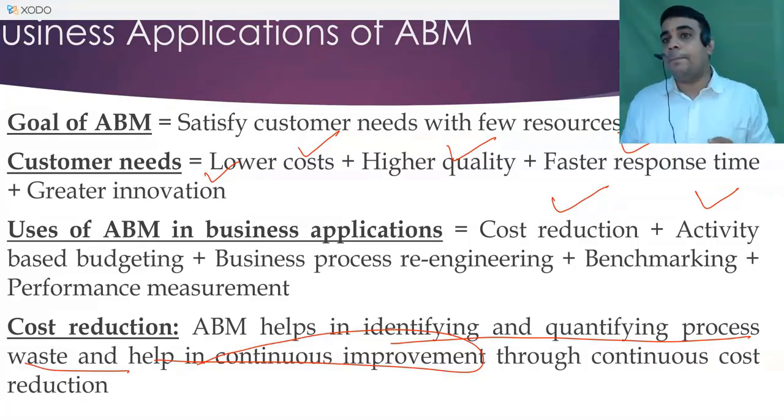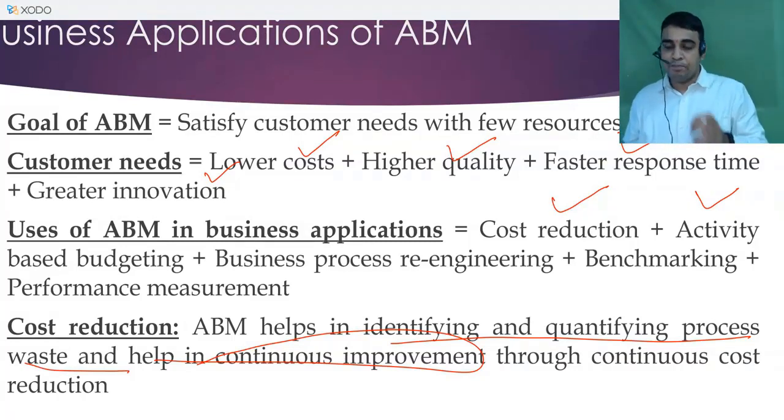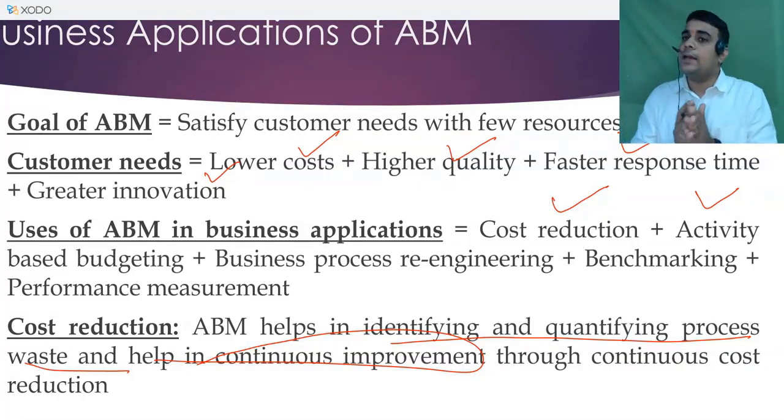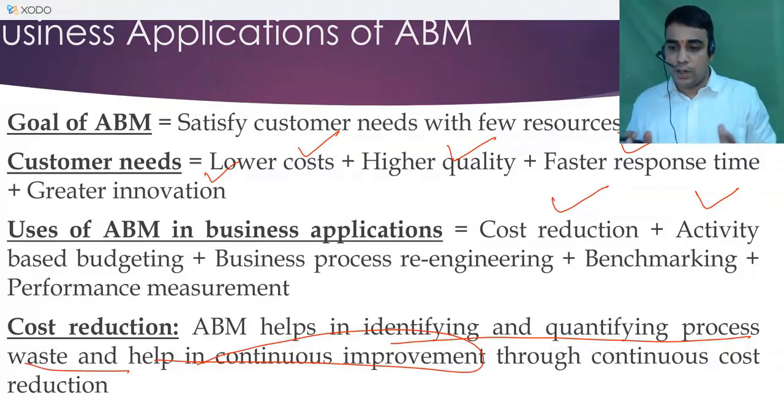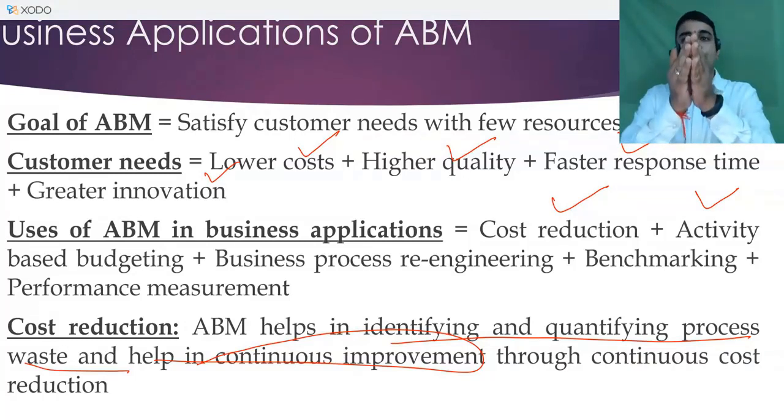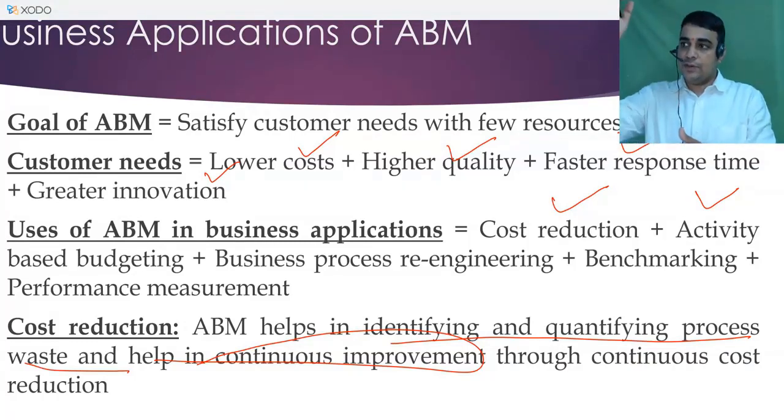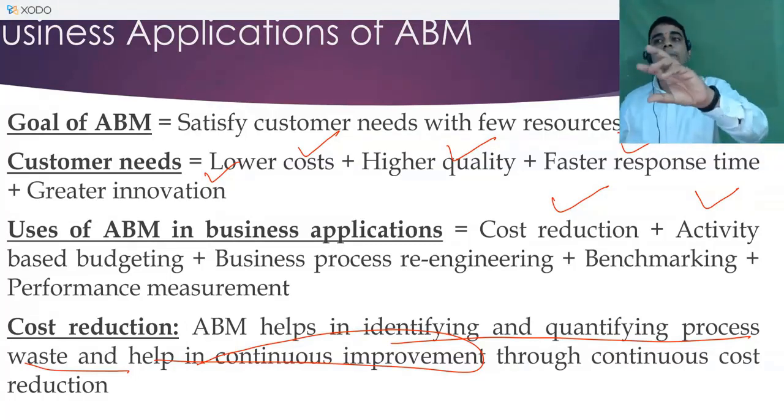Second, it will also help in activity-based budgeting. Now, what is activity-based budgeting? You would have learnt about fixed budgets and flexible budgeting at the inter level. When you do flexible budgeting, what used to happen is 10,000 units, there's a budget. 15,000 units, there's a budget. 20,000 units, there's a budget. 25,000 units, there's a budget. And most of the expenses were driven by the volume.